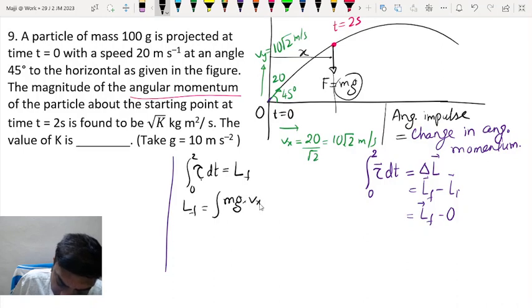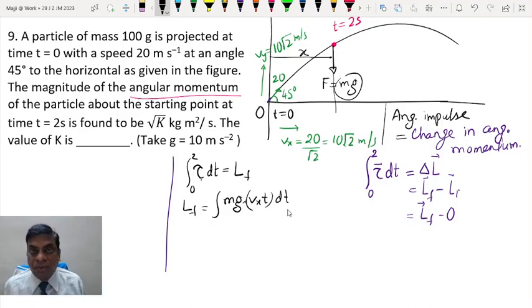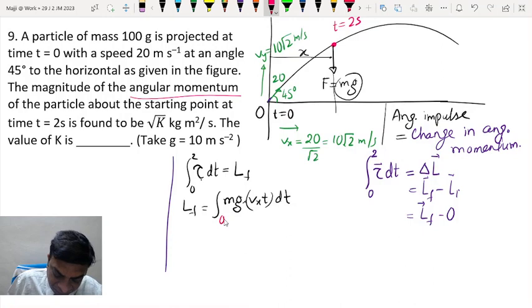X is Vx into t, because you know the horizontal velocity remains unchanged. So the horizontal displacement can always be calculated as simply the horizontal component multiplied by time, integrated between the limits 0 to 2 seconds. Let us substitute the values and get the answer.